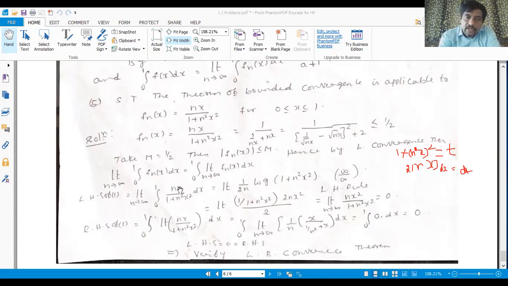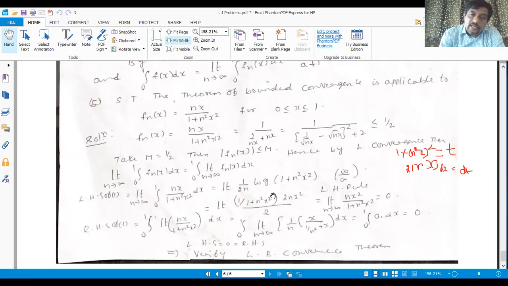Then what is the derivative here? 2 is not present. That's why we write 1 by 2. N square is a constant actually, 1 by n square, another n will be coming here. That is 2n square will be there. That's why here it is mentioned 1 by 2n, 2n into log of 1 plus n square x square, because 1 by t means log t.